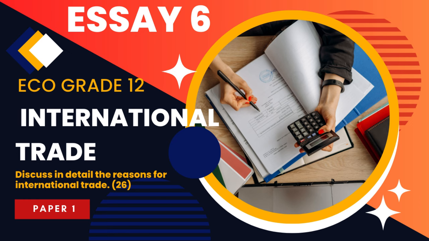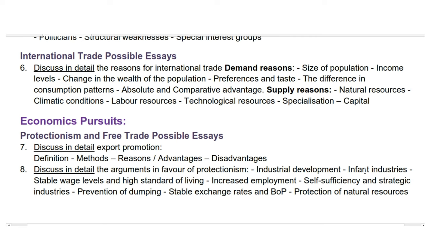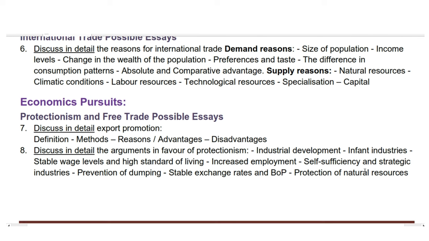Essay 6. Discuss in detail the reasons for international trade. A. Demand reasons. Size of population. Income levels. Change in the wealth of the population. Preferences and taste. The difference in consumption patterns. Absolute and comparative advantage. B. Supply reasons. Natural resources. Climatic conditions. Labor resources. Technological resources. Specialization. Capital. That's it with macroeconomics.